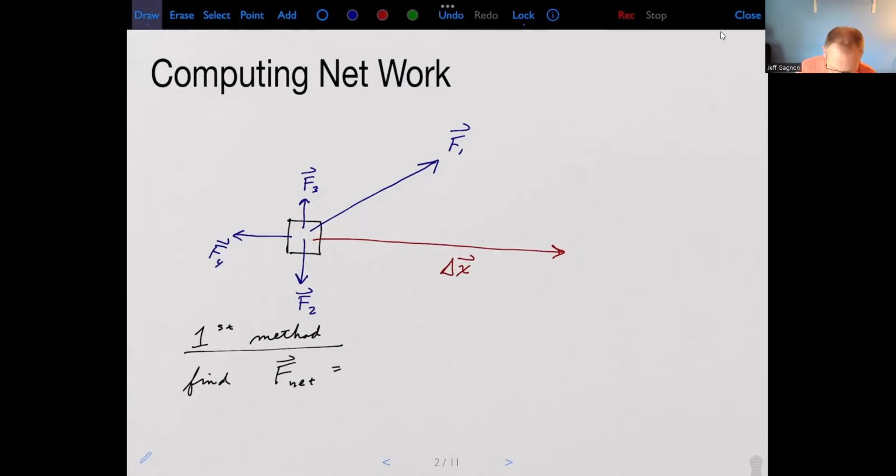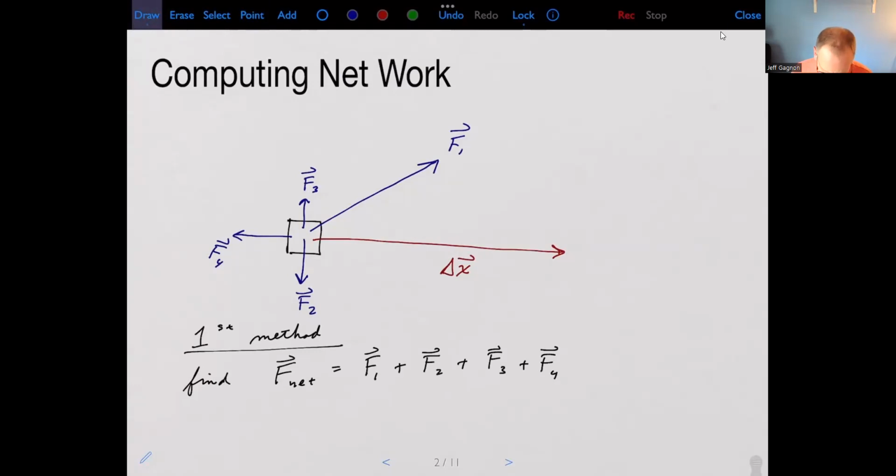How do I find the net force? Well, that's going to be the sum of the forces, right? That'll be F1 plus F2 plus F3 plus F4. You'd have to add those forces, and they're vectors. You have to add them vectorially, right?